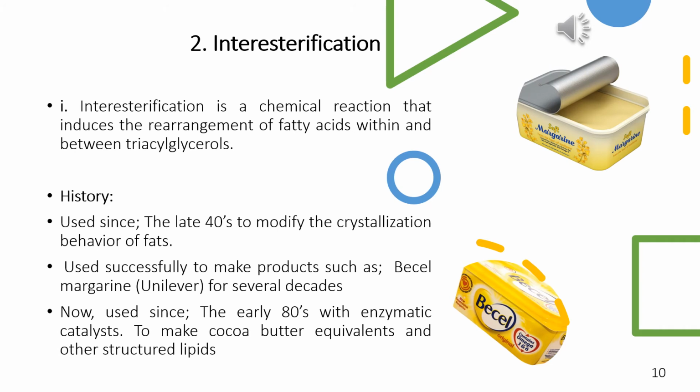What is interesterification? Interesterification is a chemical reaction that induces the rearrangement of fatty acids within and between triacylglycerol. In history, the interesterification process was used in the late 40s to modify the crystallization behavior of fats. Later, it was used successfully to make products such as margarines in the Unilever industry for several decades. Now, in the early 80s, with enzymatic catalysis, it was used to make the cocoa butter equivalents and other structural lipids.